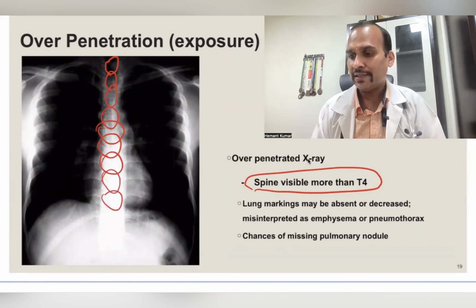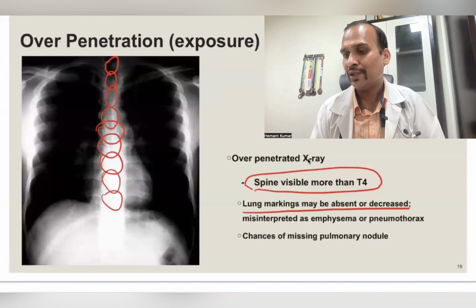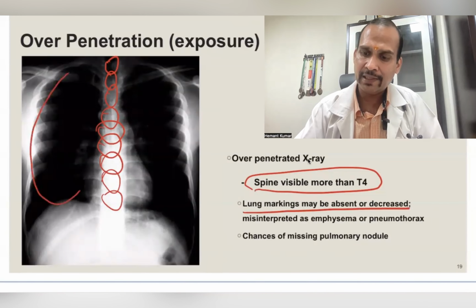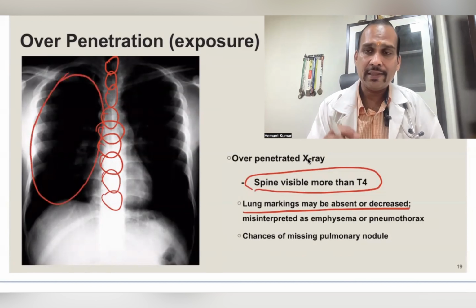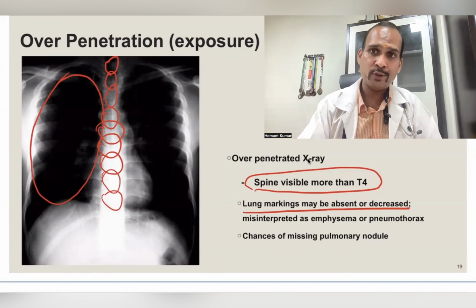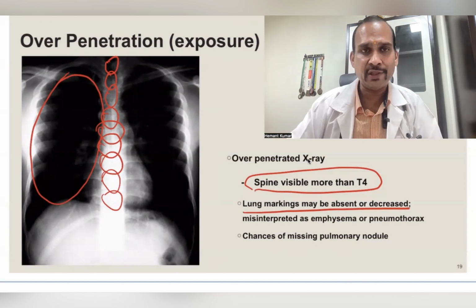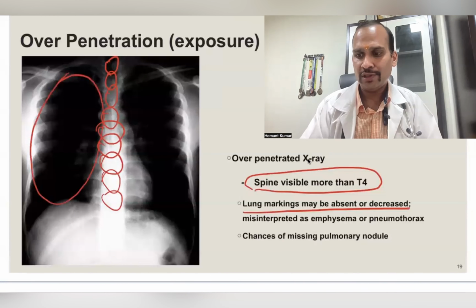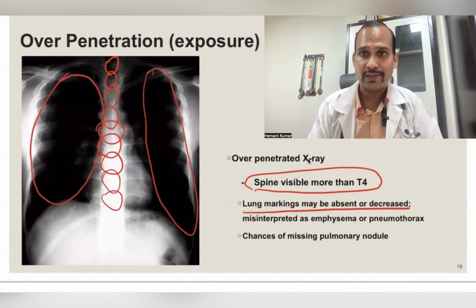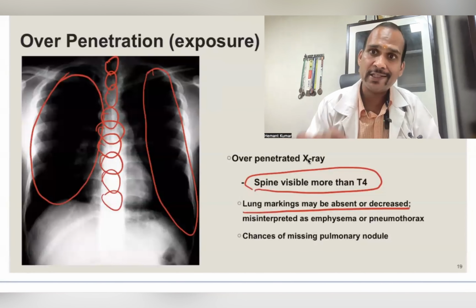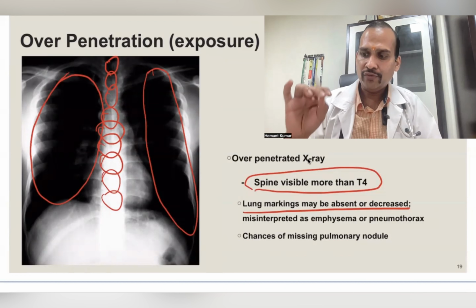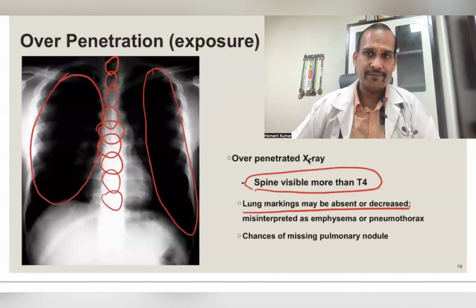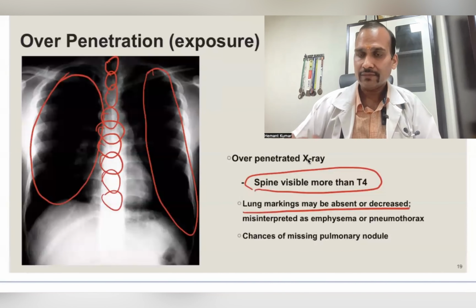What is the disadvantage? Lung markings may be absent or decreased. See, we can see black only. So we can interpret it as pneumothorax or emphysema if we don't know the concept of penetration or exposure. Because this is black, it looks like a pneumothorax, but it is actually not. It is an overexposed film. So we should get a correct film, otherwise we will diagnose wrongly.